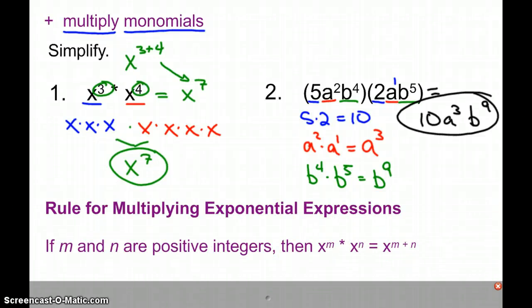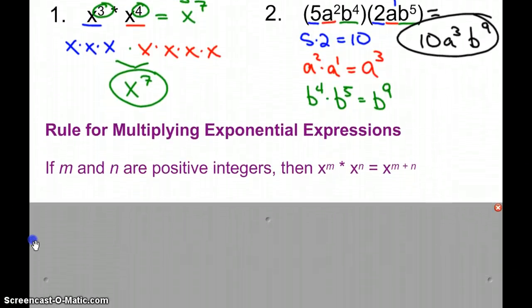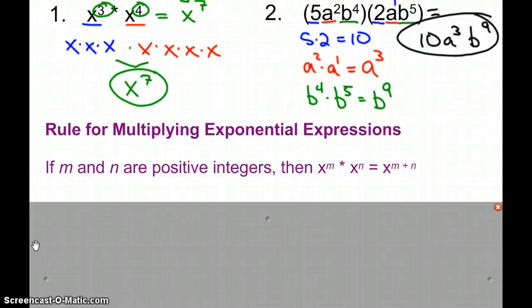So to recap, in general, the rules for multiplying exponential expressions: if m and n are positive integers, and in our general rule, m and n are the exponents. So again, if m and n are positive integers, then x to the m power times x to the n power equals x to the m plus n power.